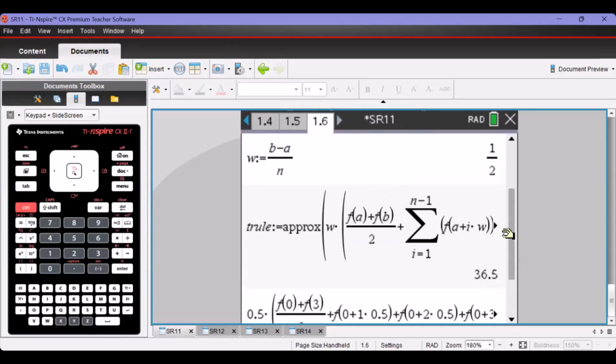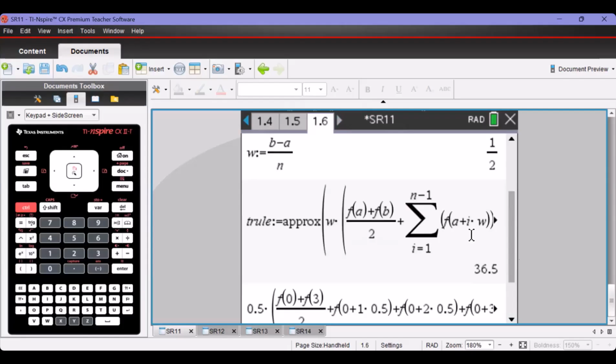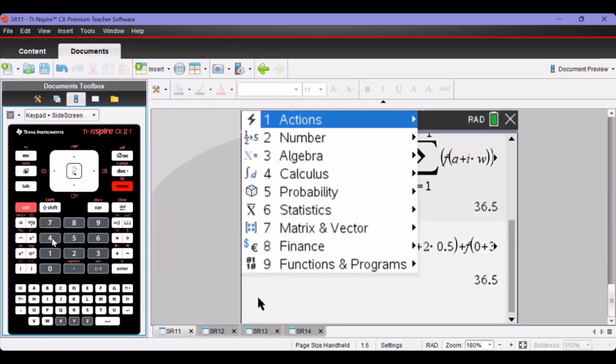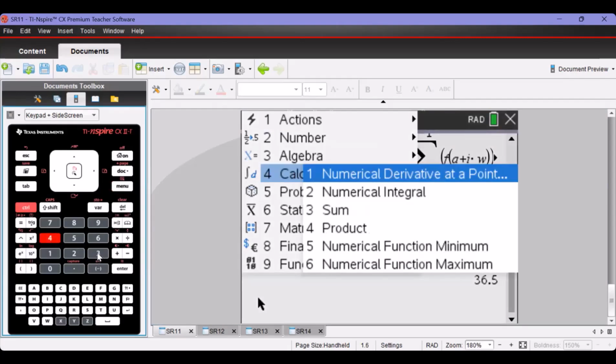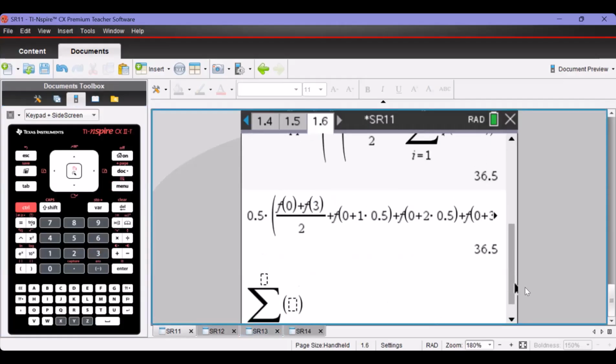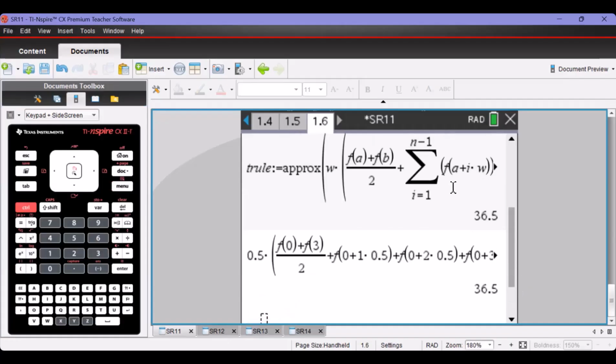So to get the sum command, what you would do is you would press menu. It's a different sum command, this one. Menu, calculus, number 3 for sum. And then what you would do is you would enter i equals there, i there, 1 there, n minus 1 there, and here you would type in, with the function defined or assigned, f of a plus iw. Okay, so I'll just get rid of that.